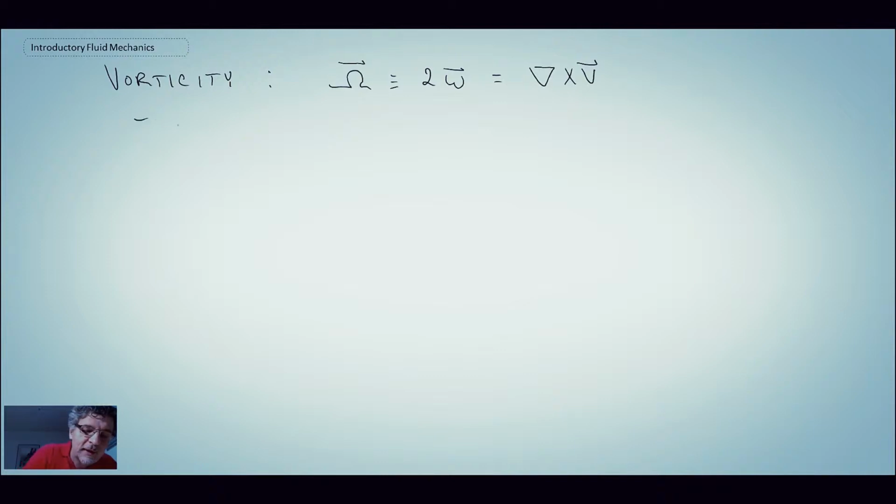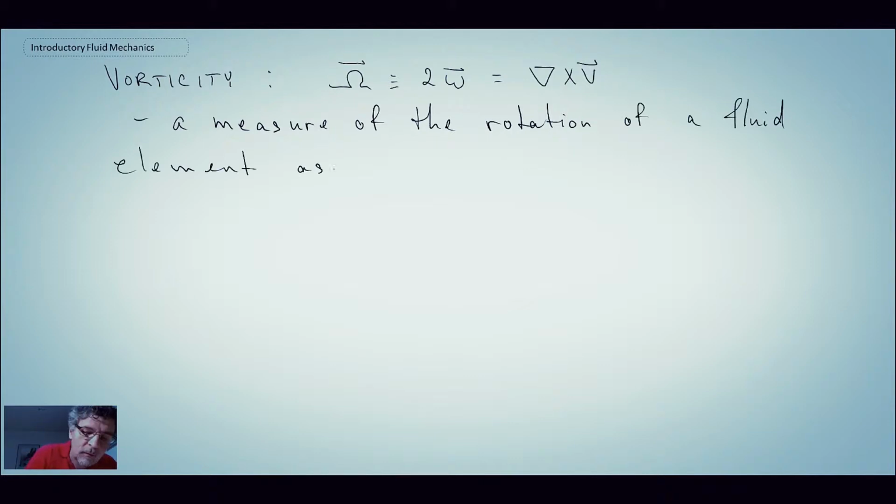And that would give us the vorticity in the fluid. And what this is, it's a measure. So vorticity is a measure of the rotation of a fluid element as it moves through the flow. And vorticity is related to another variable that we calculate within fluid mechanics, and that is the circulation.